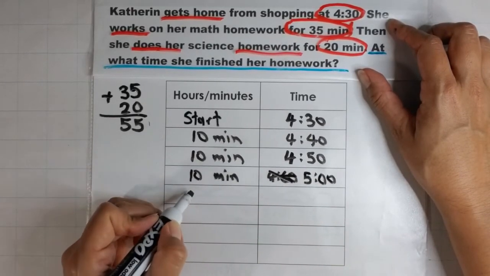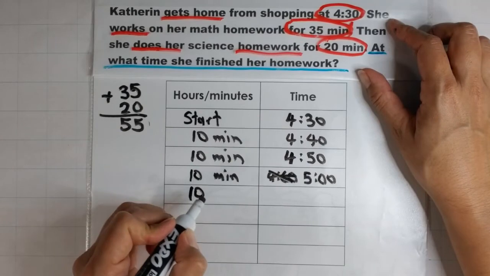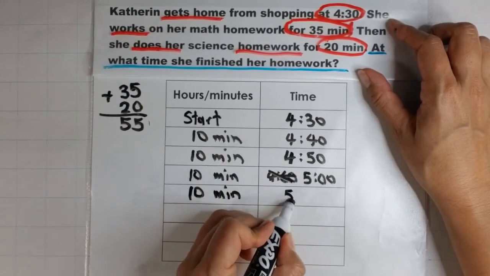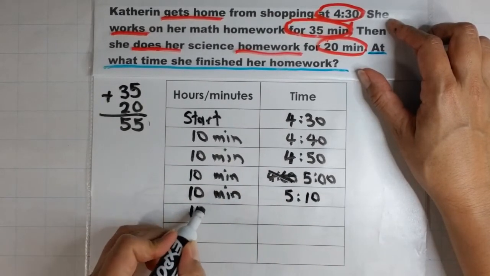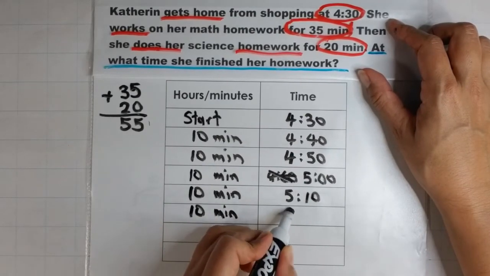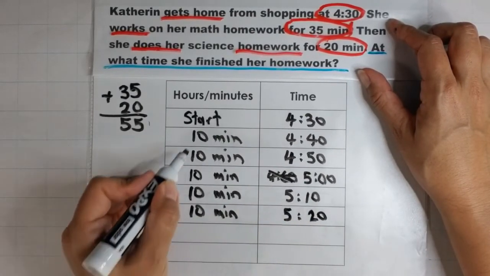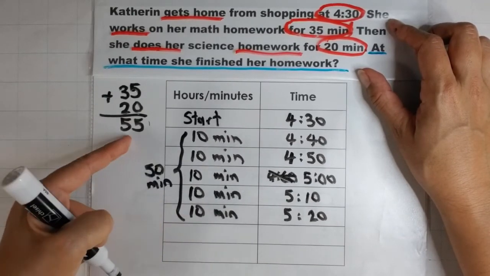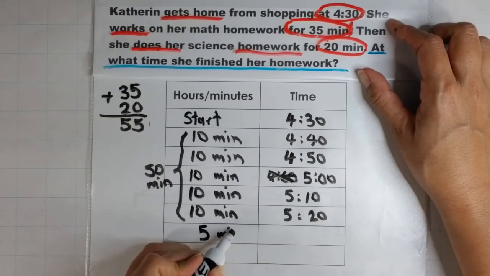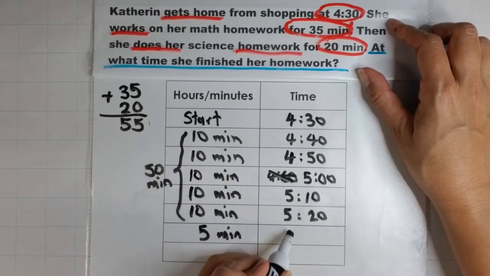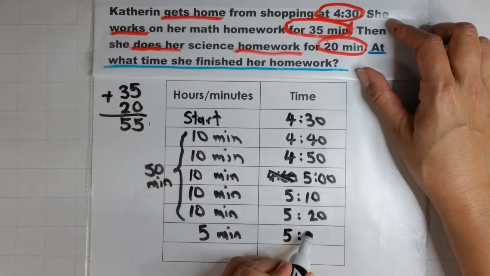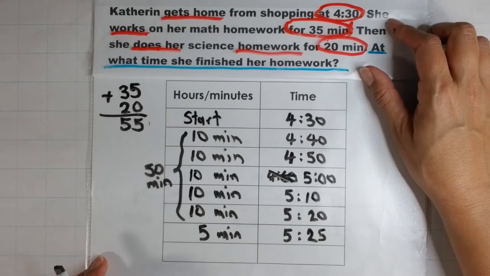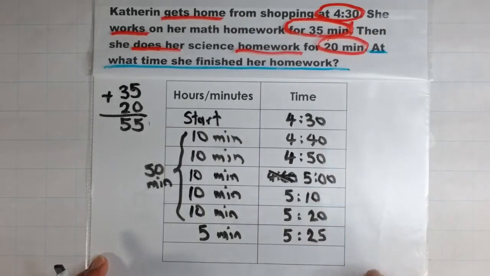We need to keep going until we have the 55, so 10 more minutes. It's going to be 5:10. 10 more minutes. It's going to be 5:20. And now we have 50 minutes, and we still need 5 more minutes, so let's add 5 more minutes here. So 5:20 plus 5 more minutes is going to be 5:25. So at the end, we're going to have the same answer as we did before, that Catherine finished her homework at 5:25.